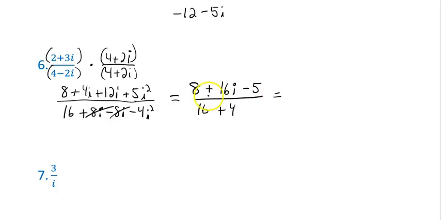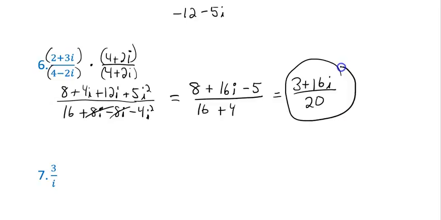So I can simplify again. I can add my 8 and my negative 6 and get a 2. So I have 2 plus 16i on top. And then 16 plus 4 is 20 on the bottom. And so this would be my final answer. Occasionally over here you get something that will reduce. If the 2 had been a 4, I would have a 4, a 16, and a 20, and those would all reduce by 4, and you would reduce that fraction. So watch for those.